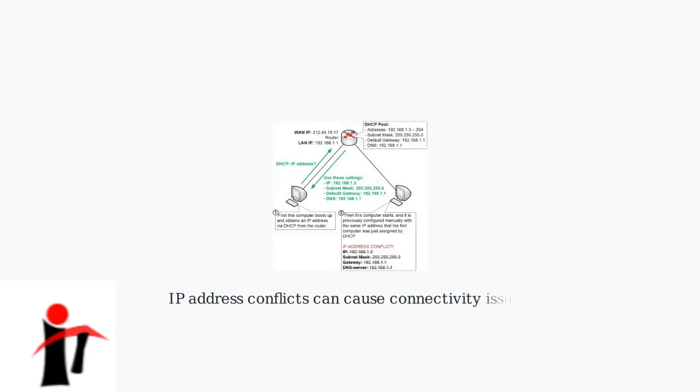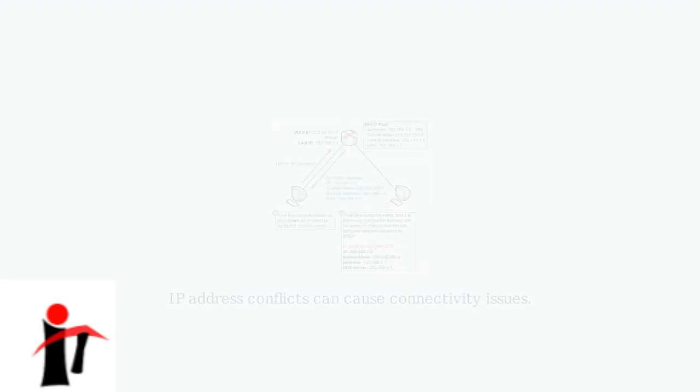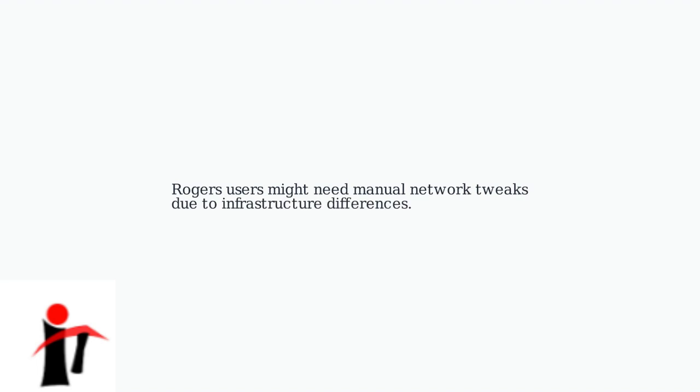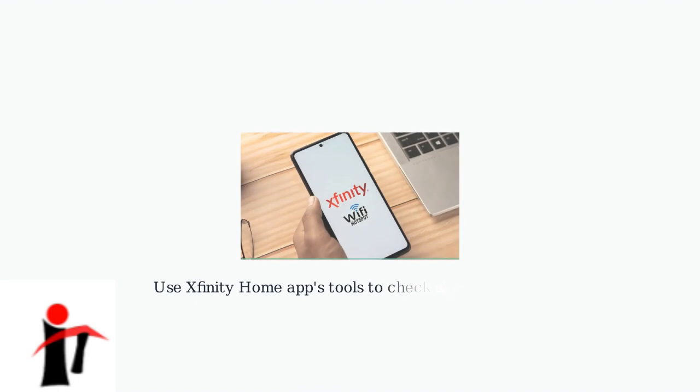Network interference or IP address conflicts are common culprits. IP address conflicts can cause connectivity issues. Rogers users might need manual network tweaks due to infrastructure differences. Use the Xfinity Home app's built-in tools to check signal strength.